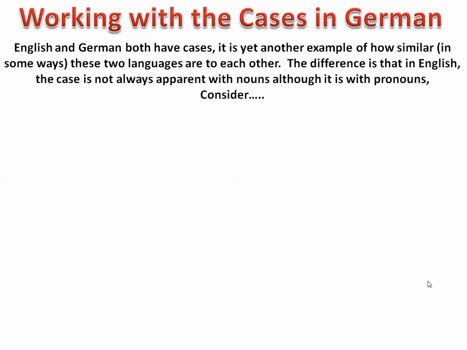Okay, first let's start and say that English and German both have cases. So it's not that unusual. It's yet another example really of how the two languages are similar to each other. The difference is that in America, at least, when we learn English, we don't always identify nouns as nominative, accusative, or dative, but rather we identify them as subject, direct object, indirect object. And I think this is one of the reasons why there's so much confusion for English speakers, at least, when learning German. So let's take a look at a typical English sentence.